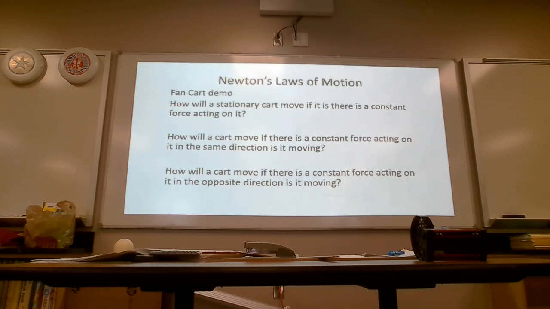Okay, you can take this to the bank. This is an always. The direction of acceleration will always be in the direction of the total force, because the total force causes acceleration.